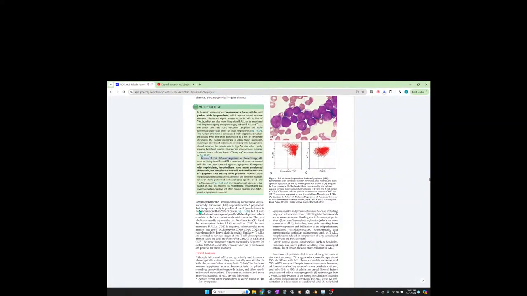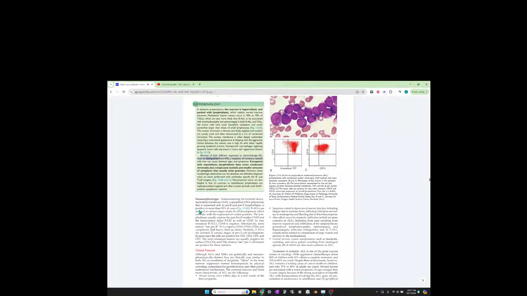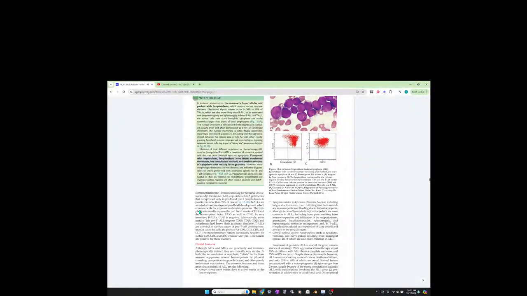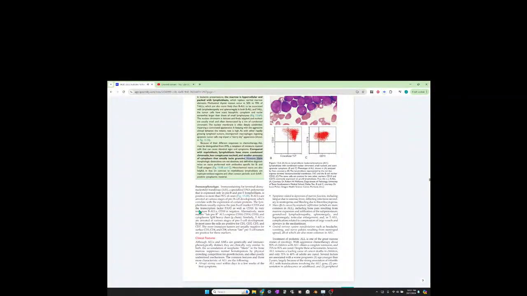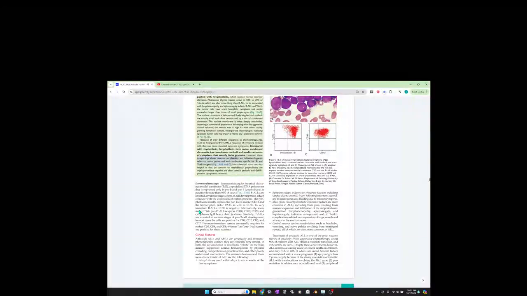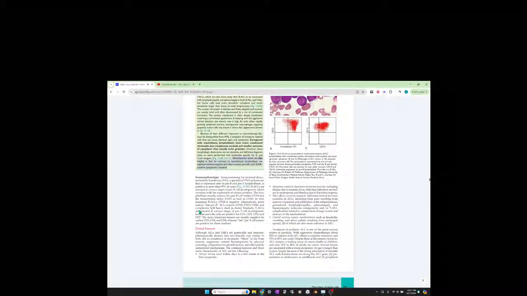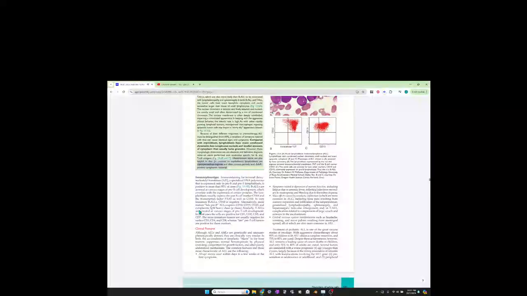Because of their different responses to chemotherapy, ALL must be distinguished from AML, a neoplasm of immature myeloid cells that can cause identical signs and symptoms. Compared with myeloblasts, lymphoblasts have more condensed chromatin, less conspicuous nucleoli, and smaller amounts of cytoplasm that usually lacks granules. However, these morphologic distinctions are not absolute, and definitive diagnosis relies on stains performed with antibodies specific for B and T cell antigens. Histochemical stains are also helpful, in that lymphoblasts are myeloperoxidase negative and often contain periodic acid-Schiff positive cytoplasmic material.